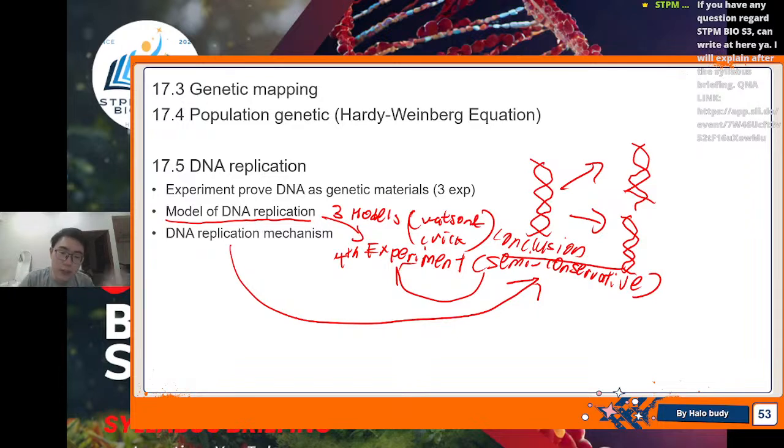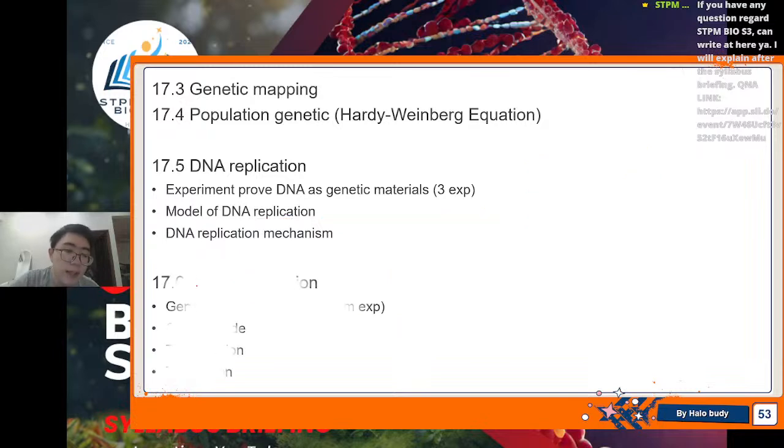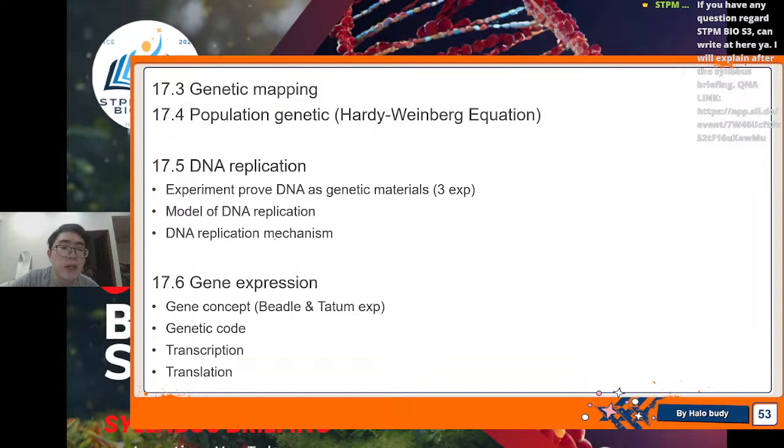So procedure dia, result dia, discussion dia, awak sendiri carilah. Awak sendiri belajar lah. Awak akan belajar dekat sini. This is the fourth experiment you have to learn. And also you have to memorize the scientist name. And then finally DNA replication mechanism lah.